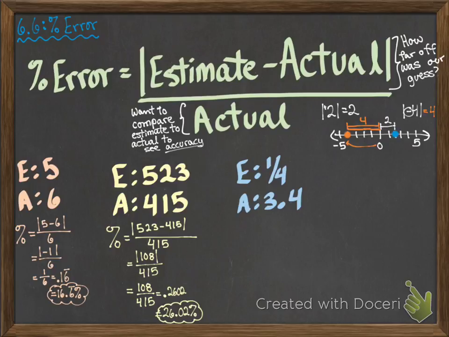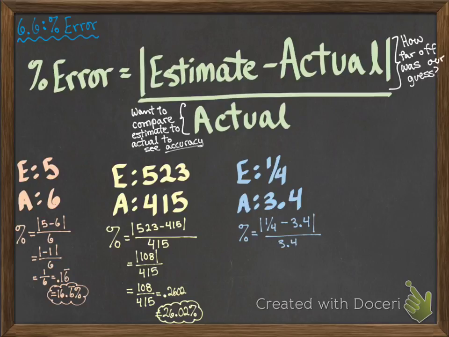All right, so for this last one, estimate is 1/4, actual is 3.4. There are two different ways we can solve this, and I will show you both of them. In order to do this, I'm going to have to erase our little number line from before, so we have room, because I know that it's going to bleed over into this space. So we have fractions and decimals, so let's set that up.